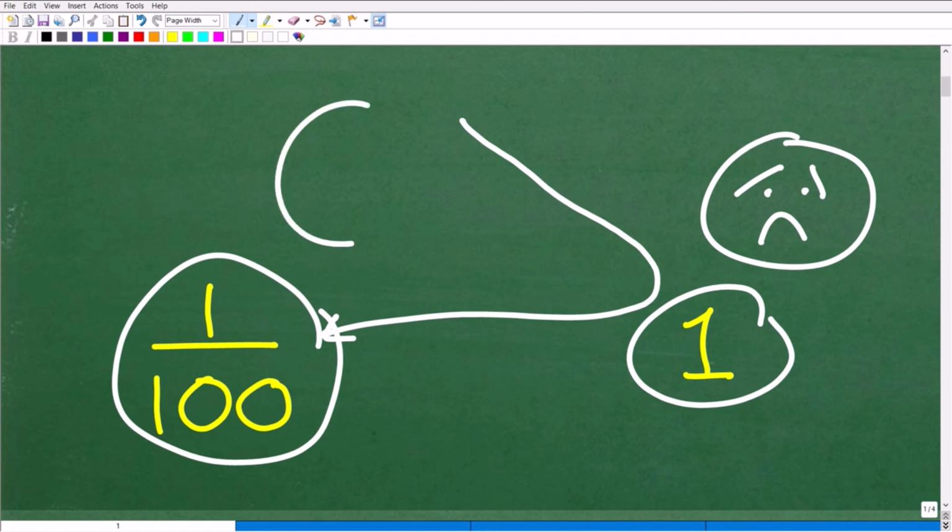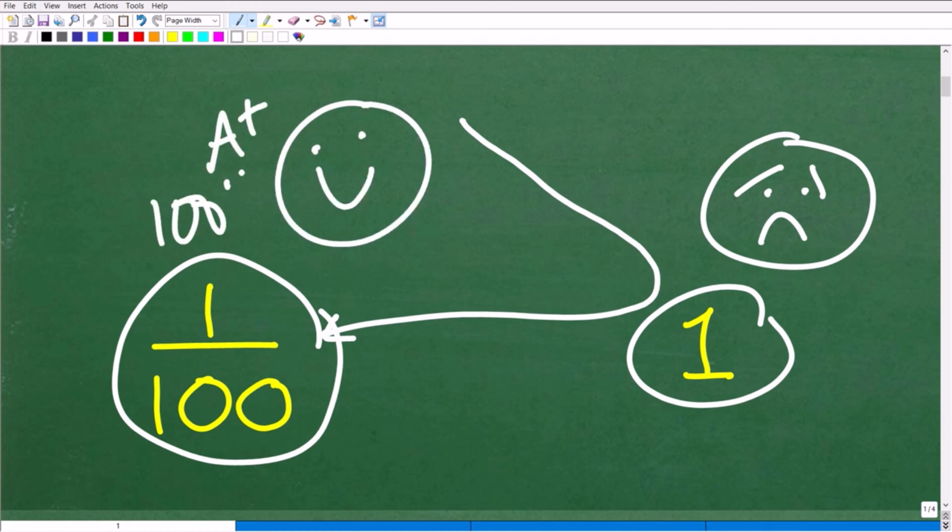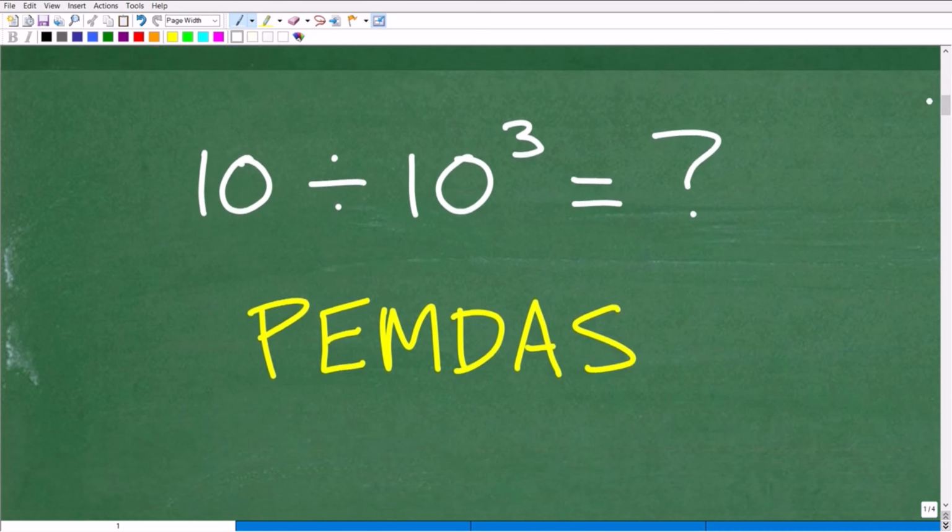1 over 100. So if you got this right, let's go ahead and give you a nice little happy face, an A plus, a 100%, and multiple stars. So you can brag to your friends and family that you are a certified professional expert in the order of operations.